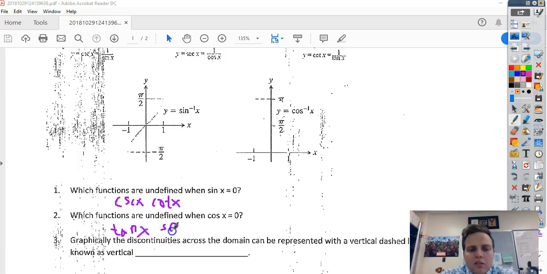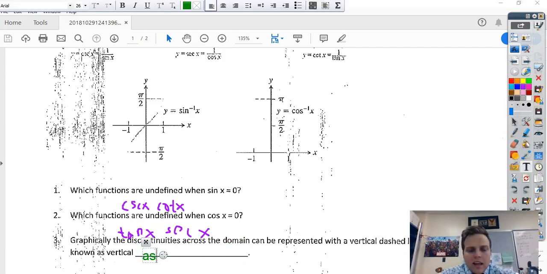Alright, number 3. Graphically, discontinuities across the domain can be represented with a vertical dashed line. They are known as vertical asymptotes, okay? Asymptotes, A-S-Y-M-P-T-O-T-E-S. Alright, that's just where we have dashed lines, alright? So like several of our trig functions have asymptotes.